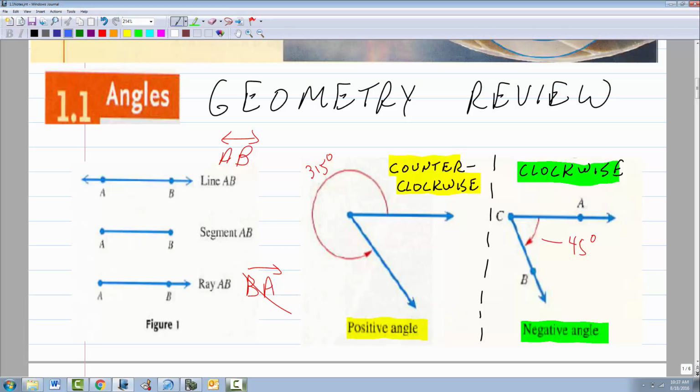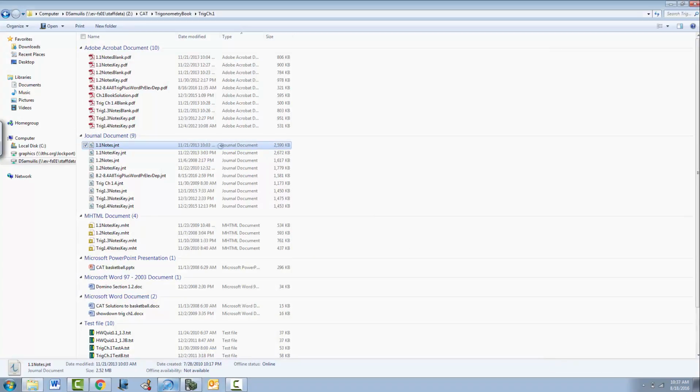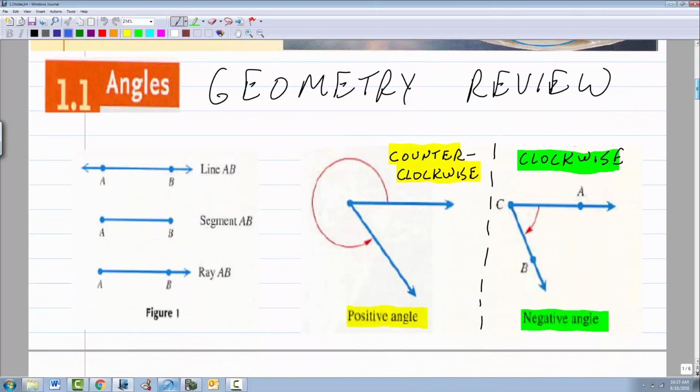Do you feel like you have to write what a line is? I hope not. We see what we need to see up there. Okay, line, segment, and ray.